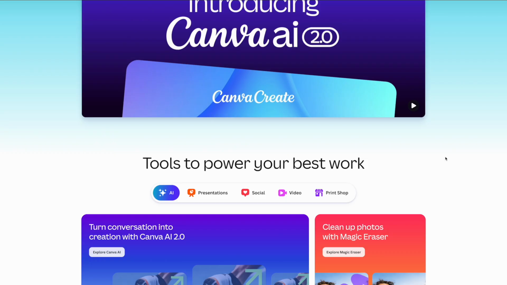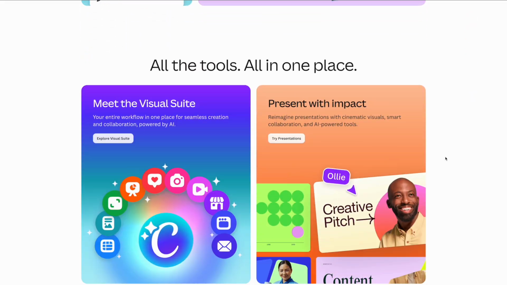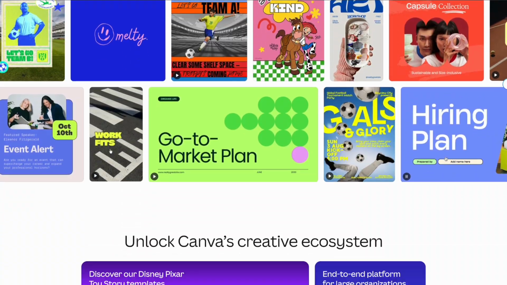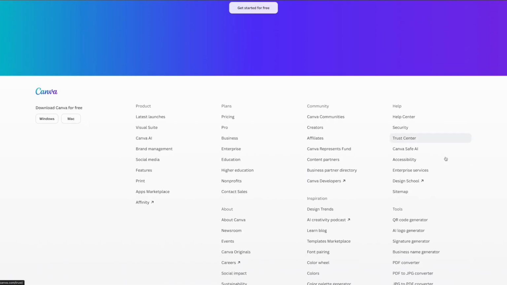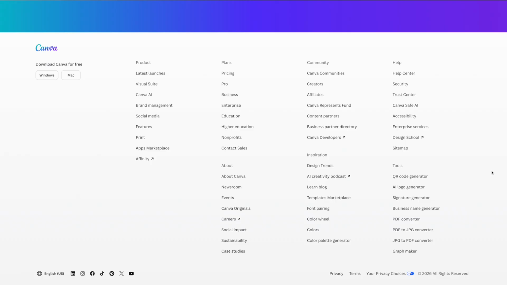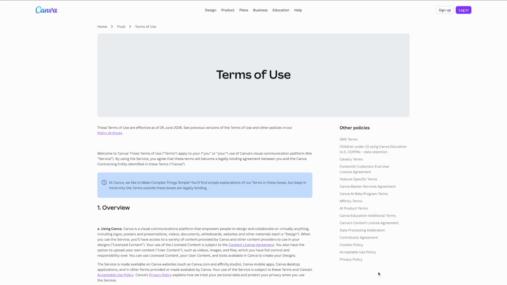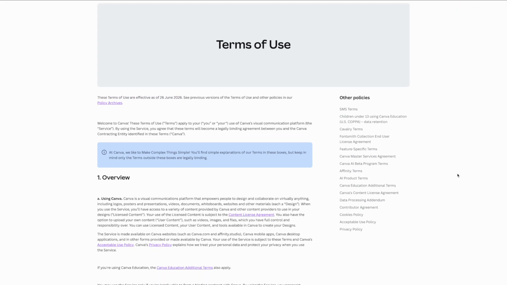Now that we've talked about what terms of use are, let's look at a real example. I'm going to use Canva, but remember, this applies to almost any website you use. One of the first places to check is the bottom of the website, where you'll often find links like terms, terms of use, or licensing. That's usually where you'll find the rules for how you're allowed to use that website's content.